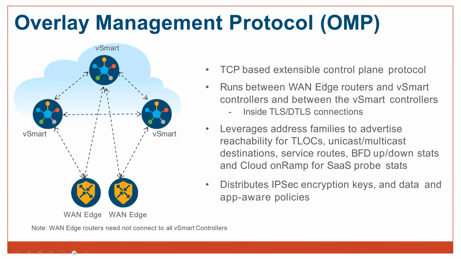It is a TCP based protocol that runs between vEdge and vSmart, and among the vSmart. This is inside the control plane, over a DTLS or TLS connection. It leverages address families to advertise reachability for TLOCs. Unicast means in between them you have TLOCs, BFD, and other address families that we can advertise. And it is distributing the IPsec keys. This is working as a key exchange transport as well. So IPsec keys, data policy, centralized policy, app aware policy, and all those policies.